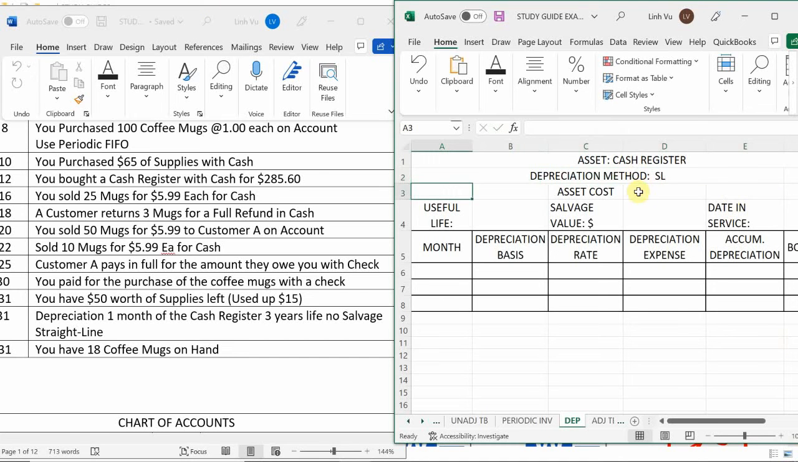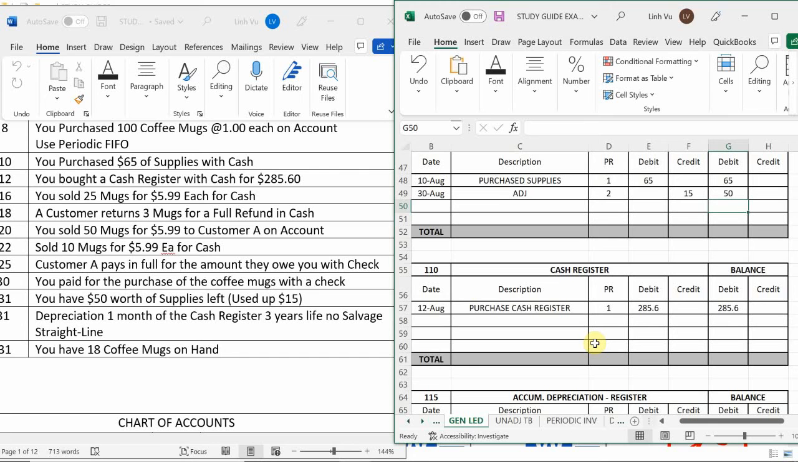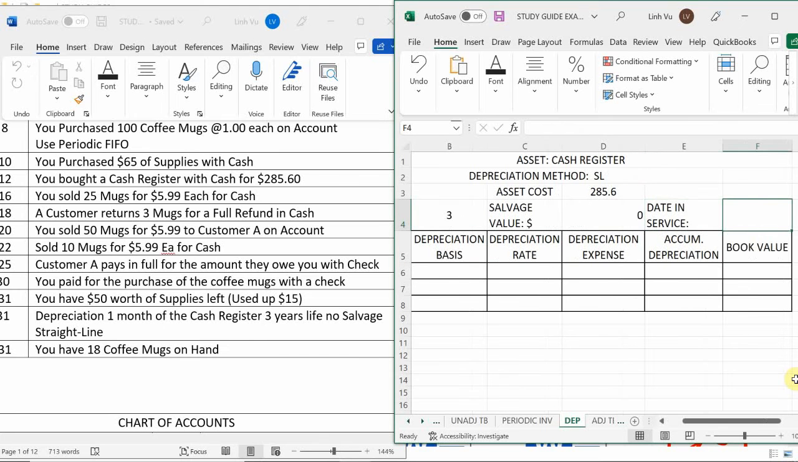How much does my asset cost? $285.60. Let's check that. I could go to my general ledger and figure it out right here. My cash register is $285.60. Good. We don't have any salvage value. We have the useful life of 3 years. And what is the date that we placed it into service? When did we buy my machine?